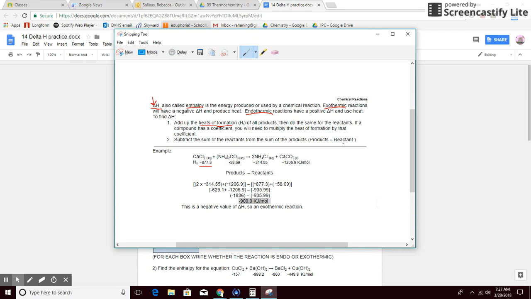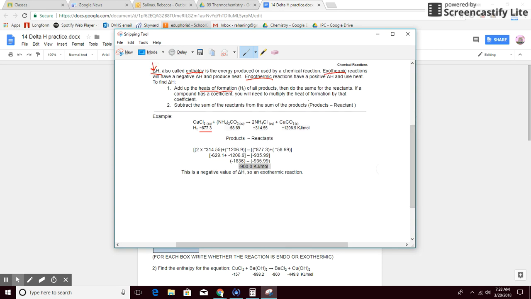One thing it does not say on this worksheet, but you will need to know, is that the heat of formation for an element is always 0. So if it's not a compound, if it's just an element with only one thing on the periodic table, the heat of formation will be 0. And we'll do an example that has some of that in just a minute.